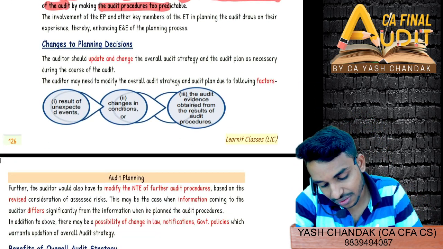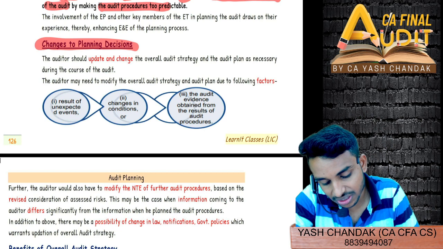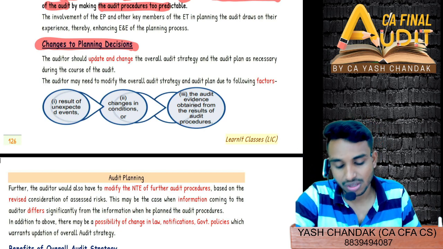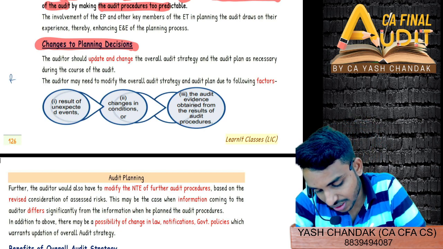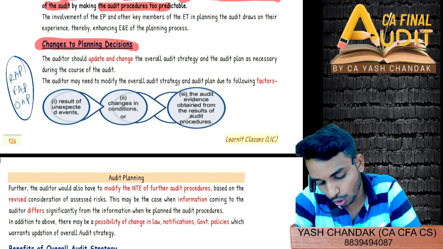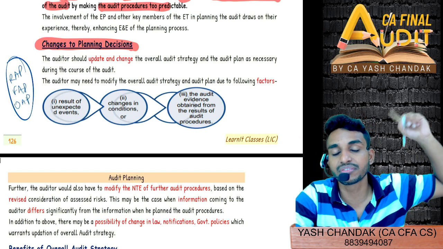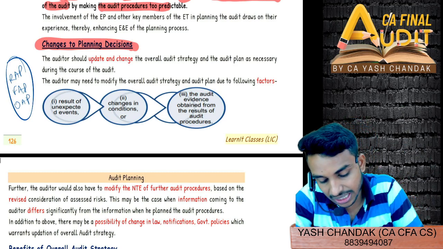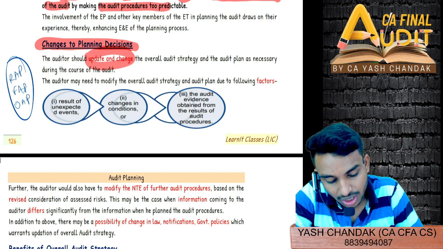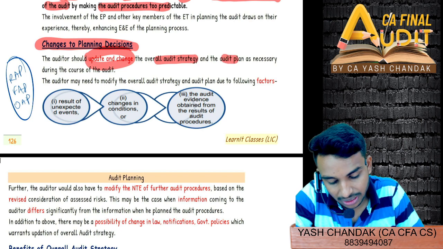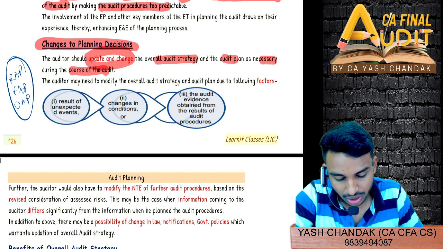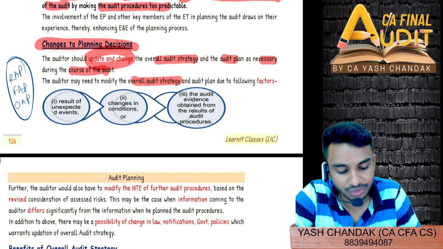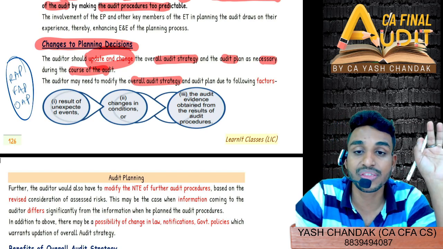Then changes in planning decision, this we have already done. Do you remember changes in the planning decision? So if you have changes in RAP, if you have changes in FAP, if you have changes in other audit procedures, you should document the same. Remember that we have done in SA 300. Similarly, here you should update and change the overall audit strategy and audit plan as necessary during the course of audit, and may need to modify the overall audit strategy. Do you remember there also we saw SA 300?